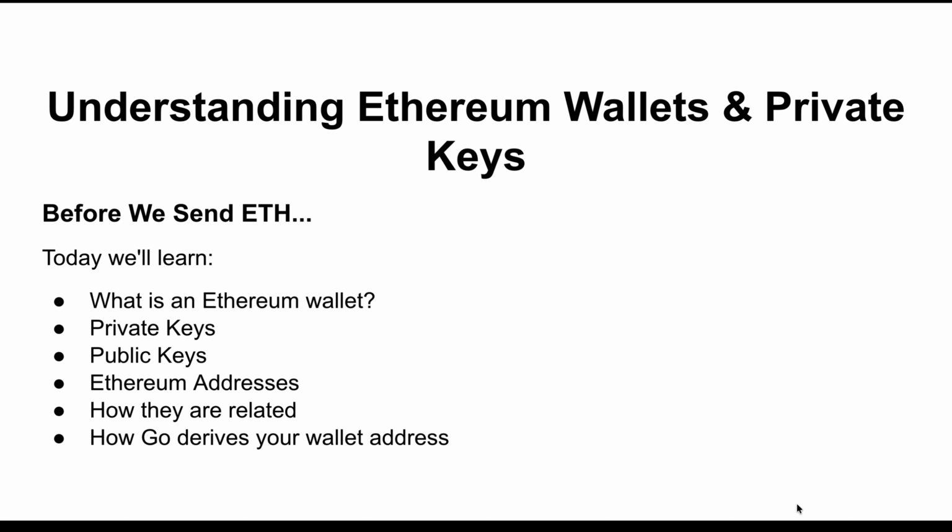So for today's video, before we start to send crypto, we need to understand Ethereum wallets and private keys, because these are really important concepts if you need to send out crypto, right? So what we're going to learn today: we're going to look at what is an Ethereum wallet, private keys, public keys, Ethereum addresses, and how they are related, and how Go derives these wallet addresses. We'll go back into code to check it out.